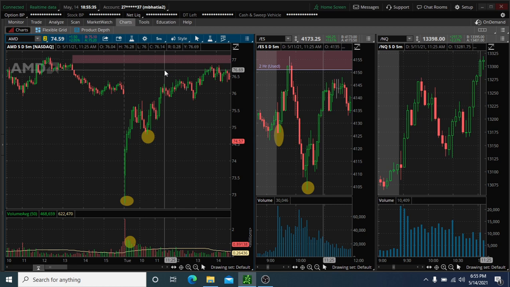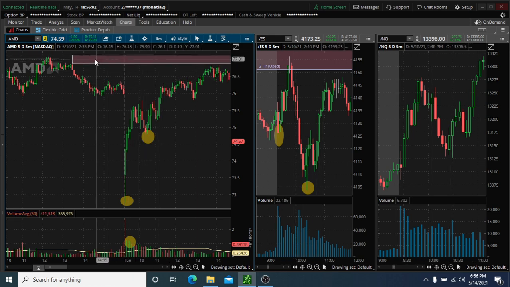So that's step two. Step three is I identify where supply and demand price imbalances are on the chart. What I mean by this is, if you go through the course, supply and demand is where institutions have their buy and sell orders placed. So you don't want to buy when institutions are selling, and you don't want to sell when institutions are buying. It's really as simple as that.